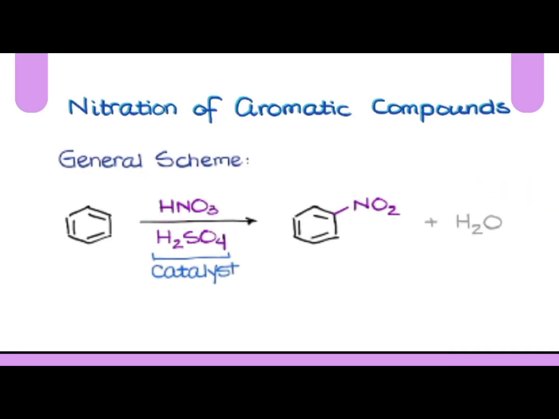The next reaction we are going to tackle is the nitration of aromatic compounds. In this reaction, the main reagent is nitric acid, and sulfuric acid acts as the catalyst. Just like in the halogenation reaction, nitric acid on its own isn't electrophilic enough to attack the aromatic ring. It needs a little help to make it strong enough to react.